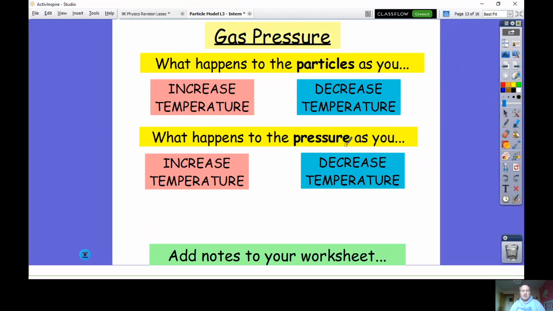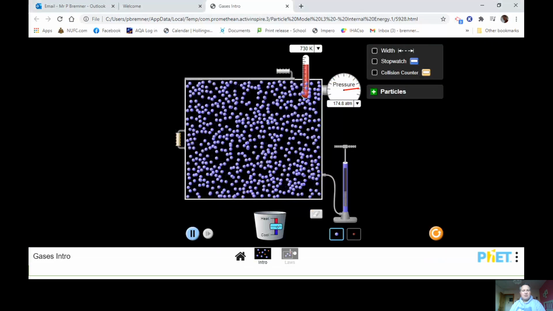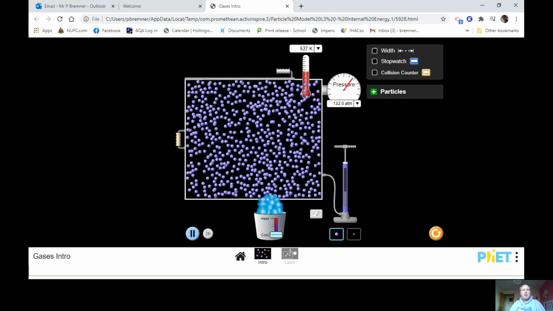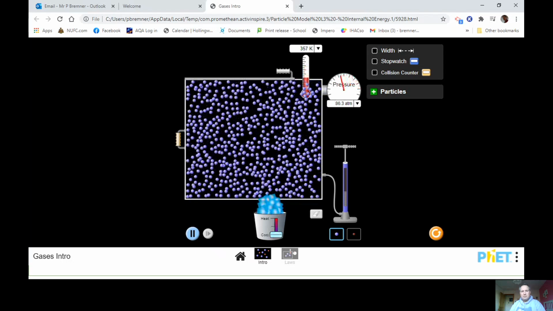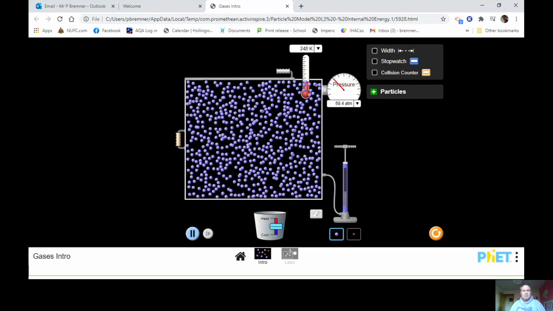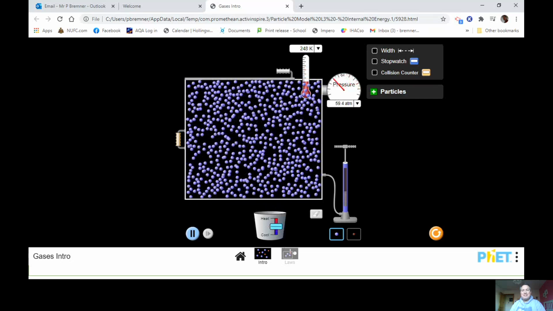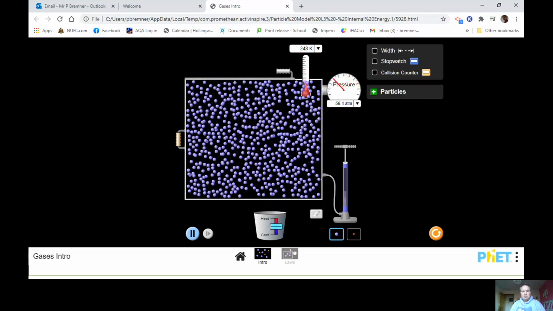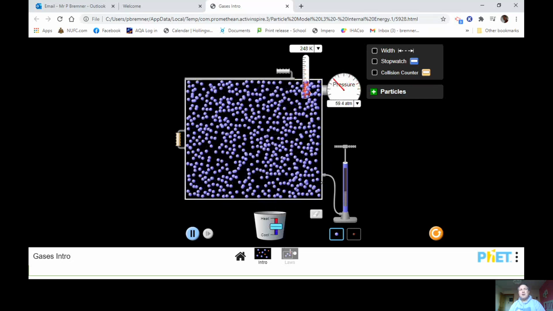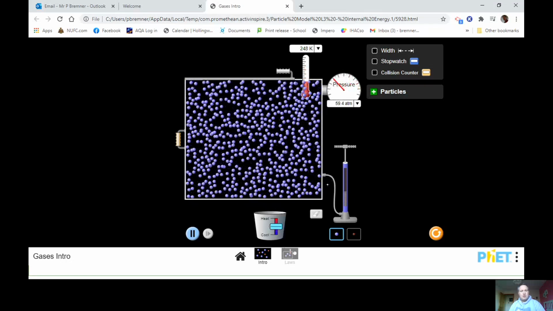We're going to decrease temperature. Remember, I want to look at what happens to the particles and what happens to the pressure. Let's see. Decreasing temperature. What happens to the particles? Particles move more slowly. What happens to the pressure? The pressure decreases. You can add this information to your worksheet, and I'll go through the other changes that you need to fill in as well.